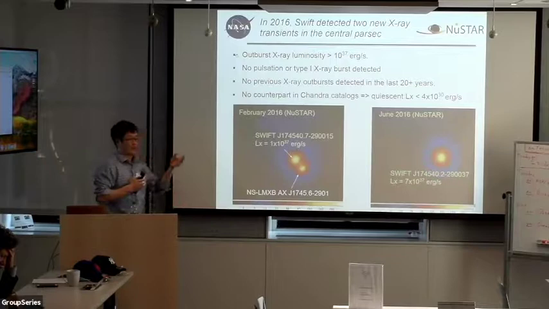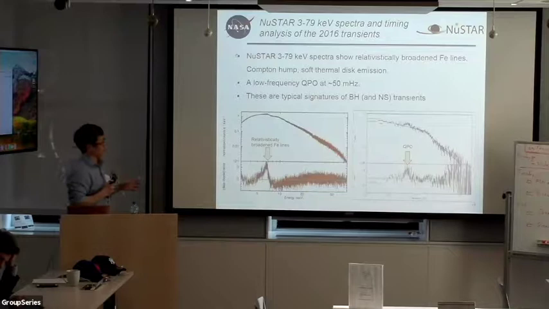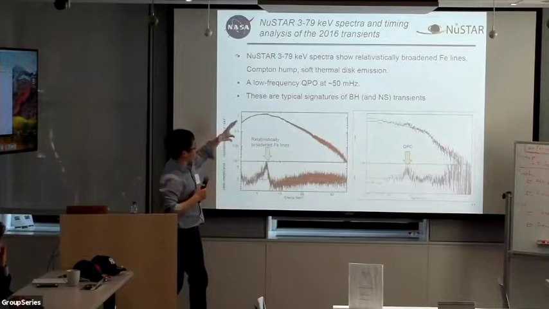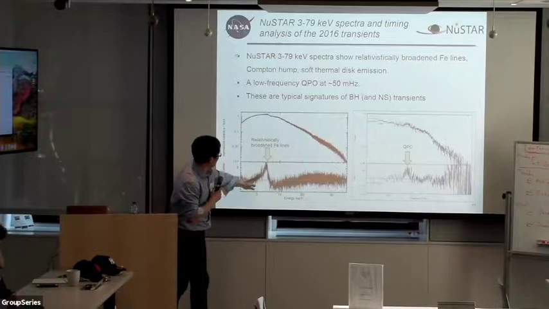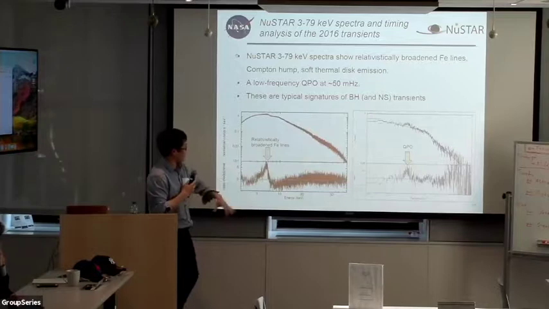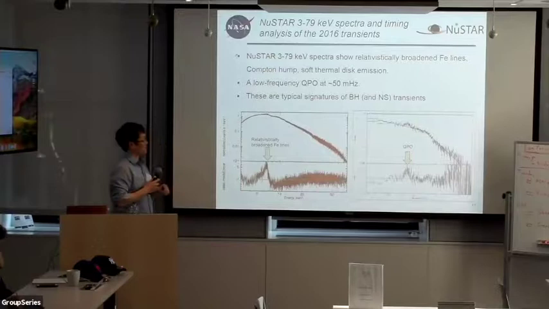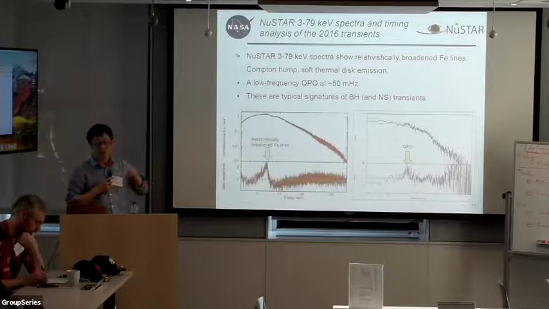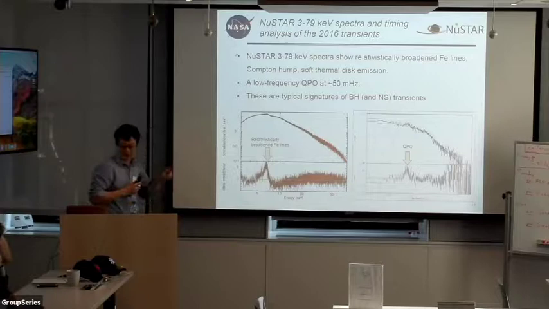So let's look at some X-ray spectra from NuSTAR. That's 3 to 79 keV. We got many photons. When we fit the power law model, you can clearly see a nice broadened iron line, also asymmetric, around the black hole or neutron star. And we also detect the QPO around 50 millihertz. These are the typical characteristics for black hole transients and also neutron star transients, so it's hard to distinguish which one is which just from this kind of data, unfortunately.